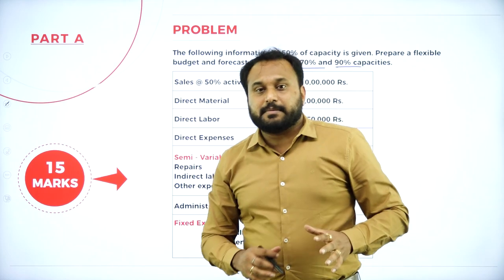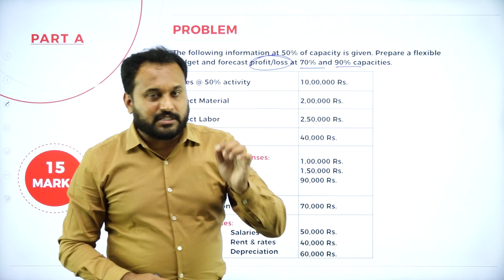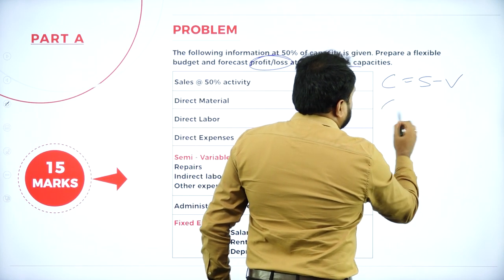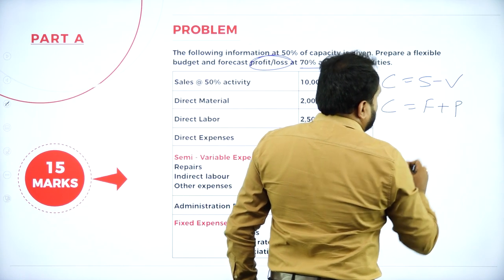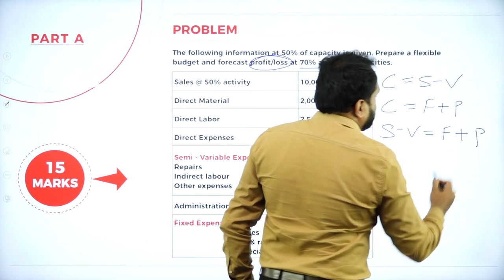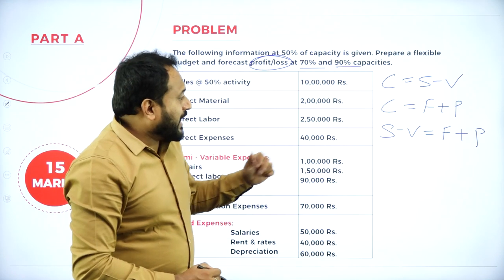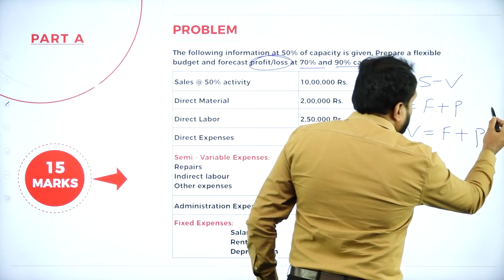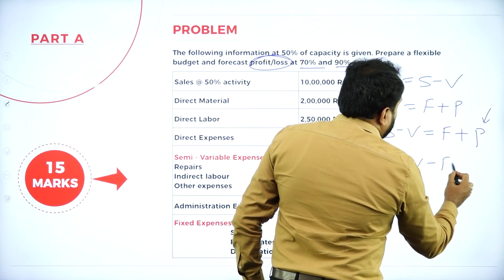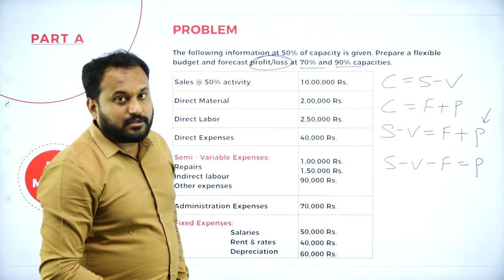Whenever we go with a flexible budget, the formula is very simple. We need to estimate whether it is profit or loss. So C is equal to S minus P, we know that. C is equal to F plus V also, we know that. From both, S minus V is equal to F plus P. We have done these statements here already, right? Here, I need to know only the profit. That means S minus V minus F is equal to P, profit.